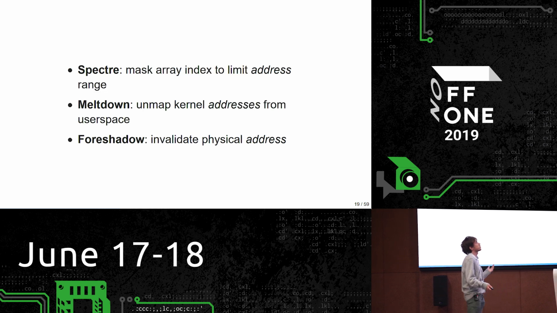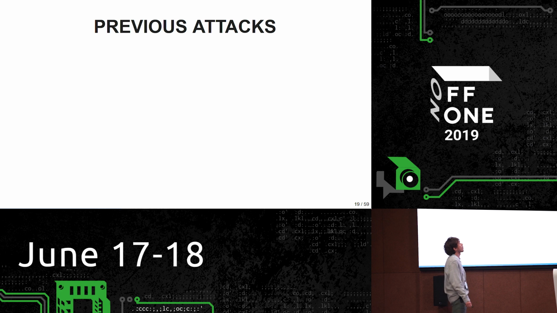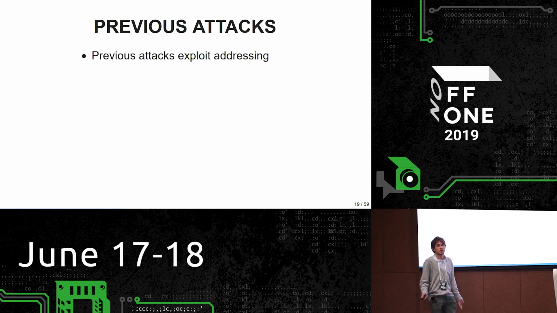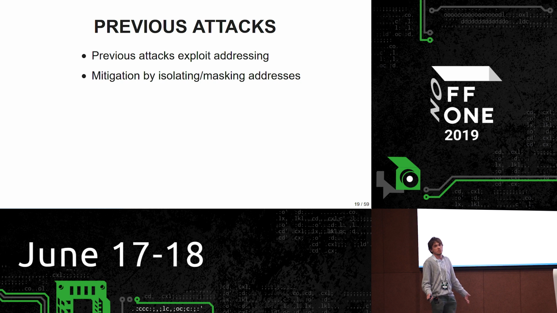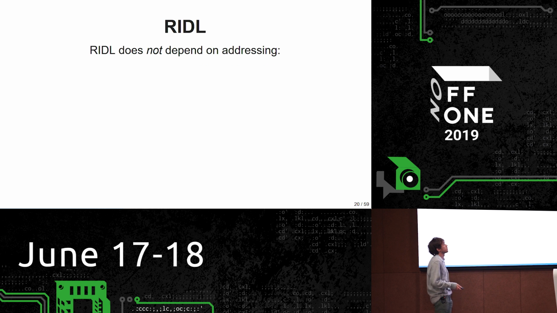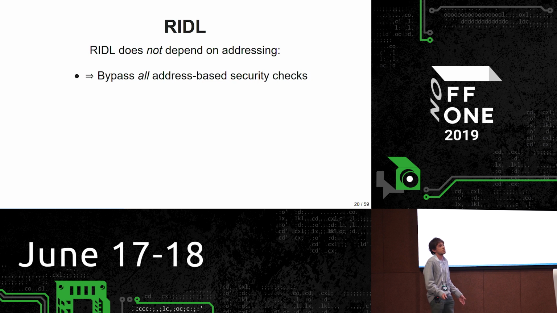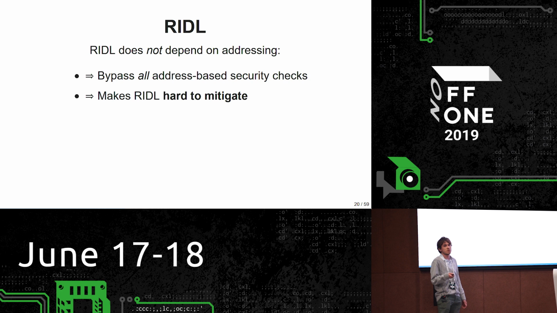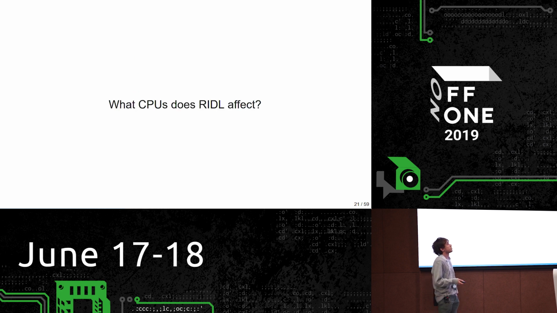So what are our solutions to that? We mask array indices to limit the address range that you can access for Spectre. For Meltdown, we simply unmap the kernel addresses. And for Foreshadow, we actually have to invalidate the physical addresses in the page table. So previous attacks exploit addressing, and that means that the mitigation efforts are currently focused on just isolating or masking these addresses. RIDL, on the other hand, does not depend on addressing at all. So what this means is that it bypasses all address-based security checks. And this is actually the reason why RIDL is hard to mitigate.